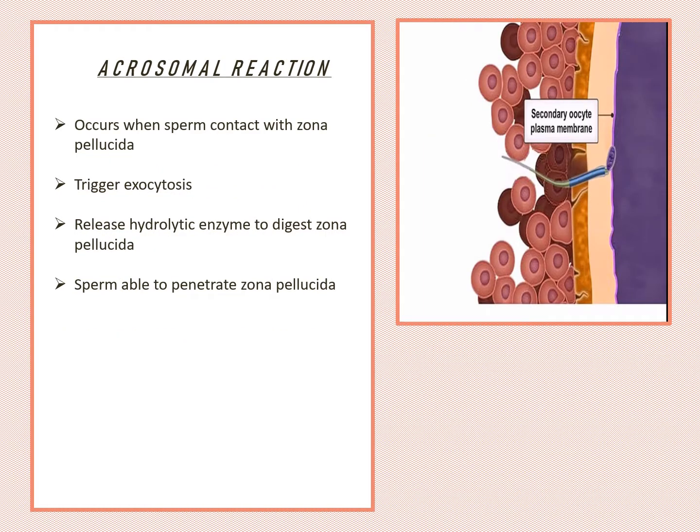The second stage is acrosomal reaction. Acrosomal reaction happens when sperm contacts the zona pellucida. Then it triggers the exocytosis of the acrosome to release hydrolytic enzyme. Sperm will be able to penetrate the zona pellucida as the hydrolytic enzyme digests the zona pellucida.